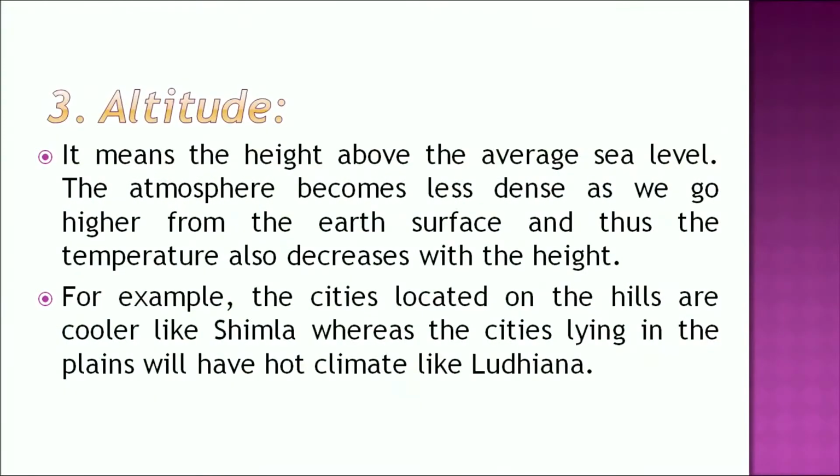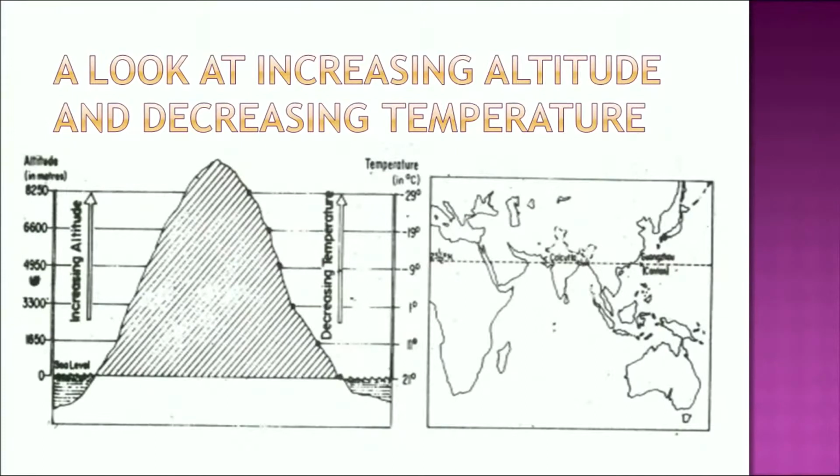Another factor is altitude. It means the height above the average sea level. The atmosphere becomes less dense as we go higher from the earth's surface, and thus the temperature also decreases with the height. For example, cities located on the hills such as Shimla will be cooler than cities on the plains such as Ludhiana, which has a hot climate. Now look at this map which is showing how temperature decreases with increasing altitude.